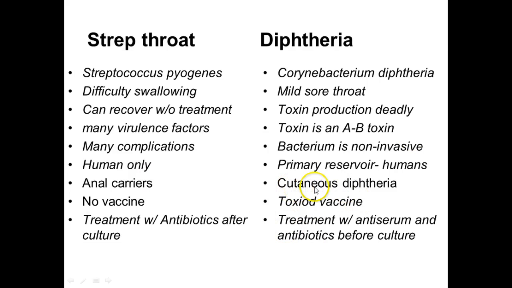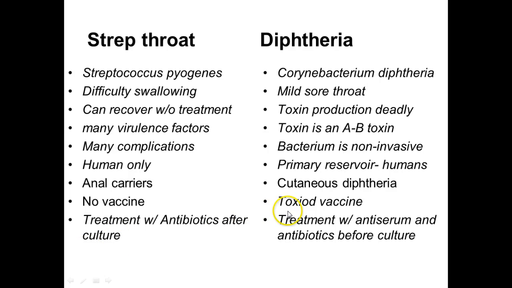Cutaneous diphtheria. So where is that type of infection happening? In your skin, in the skin. So you can get an infection of diphtheria in the skin. We have no vaccine for strep throat. One of the main reasons for that is that it's an evil bug and it's continually changing what it looks like, right? So it's very difficult to develop an effective vaccine against that organism.